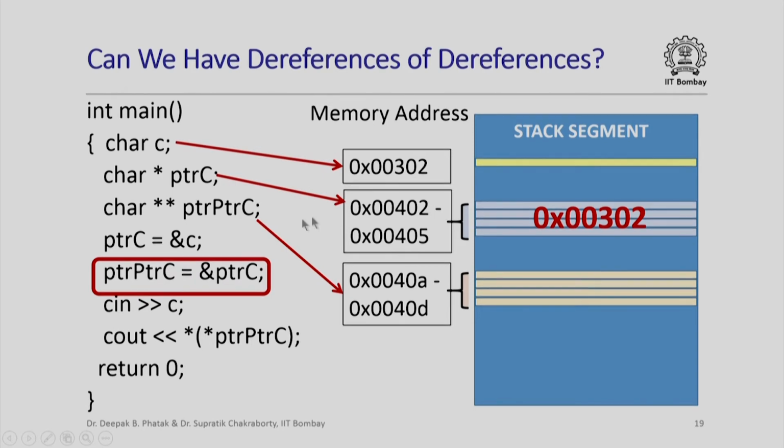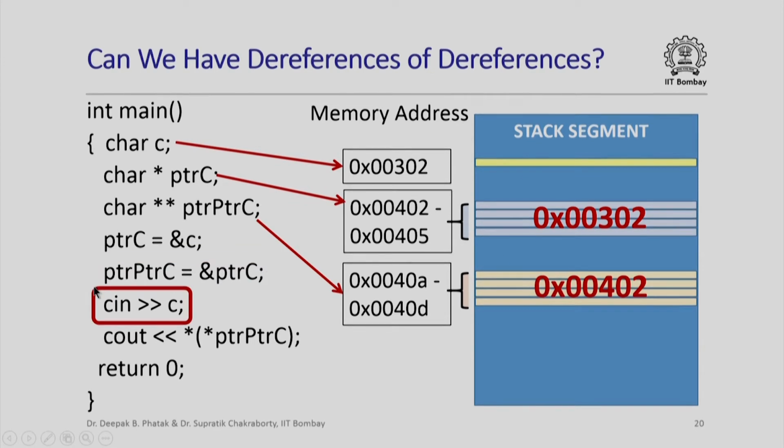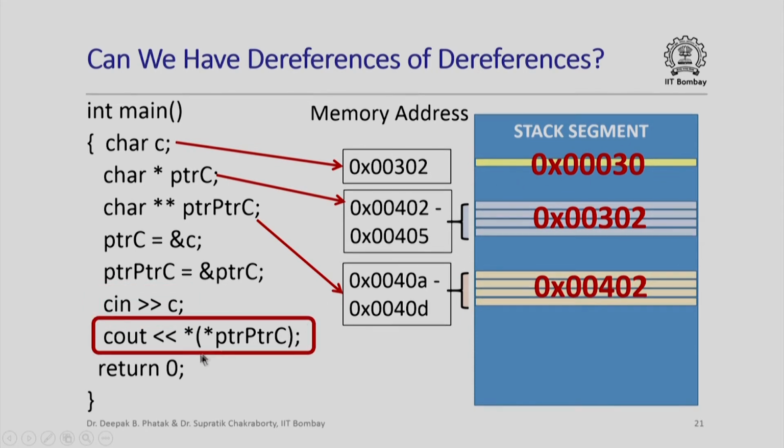Now we have seen earlier that when I apply the ampersand operator and multiple bytes are allocated for a variable, we pick up the address of the first byte. So in this case, I will pick up hex 00402 and store it in the space allocated for pointer C. Then I am asking for C to be read from the input. Let us say we read in a character whose ASCII code corresponds to hex 00030. This is the ASCII code 48 because this is in hexadecimal notation. And now we want to print out **pointer C.